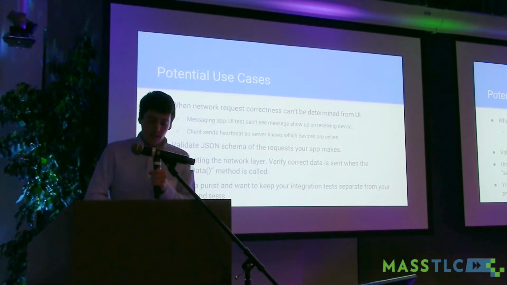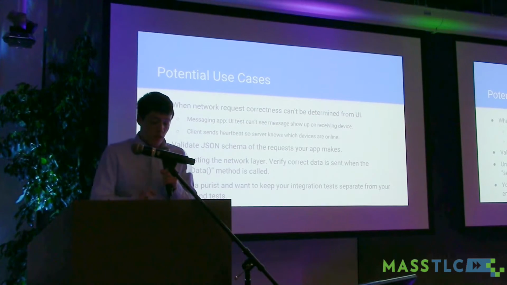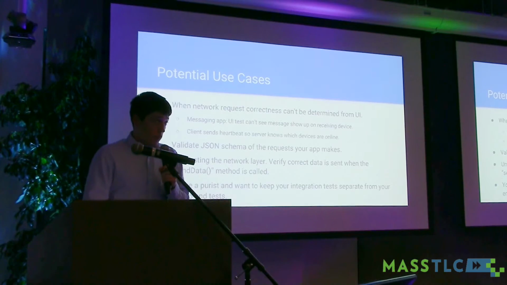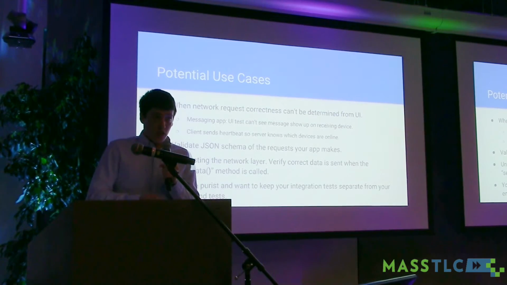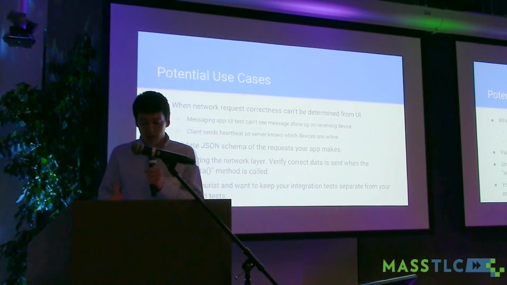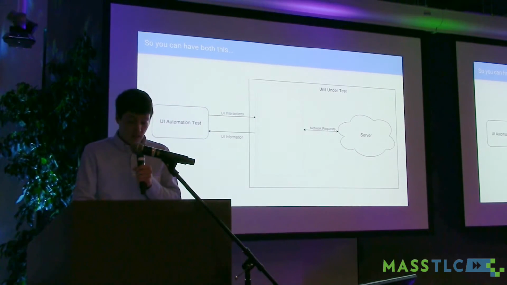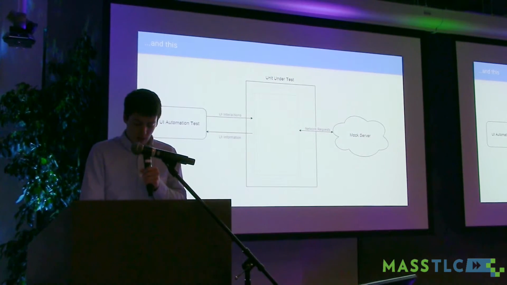If you're using JSON and want to validate the schema of your requests, you could use this, capture your request, and pass it through a JSON schema validator. It has some use in unit testing. If you want to test your network layer, you can call send data on your network layer and make sure that it is actually sending what you want it to. Or maybe you're just a purist and you want to have your integration tests separate from your end-to-end tests. So you could have these end-to-end tests here, and you can also have your integration tests that truly isolate the application.